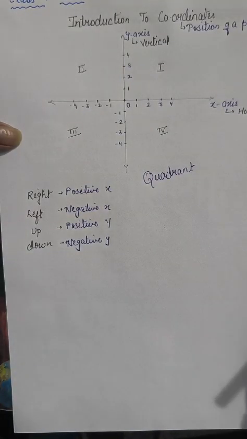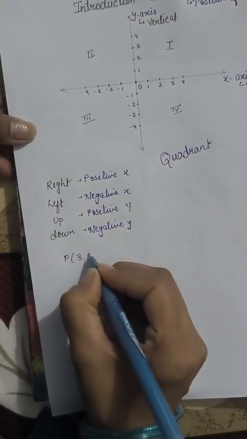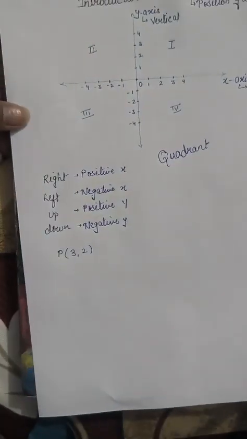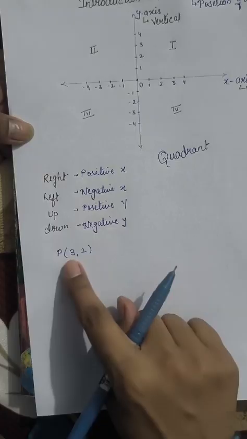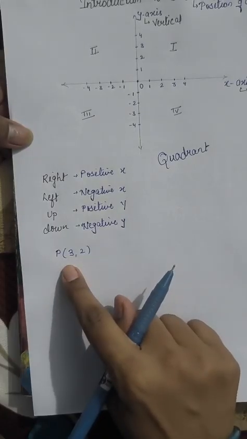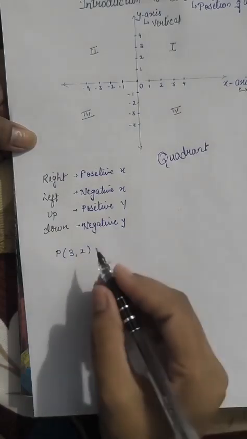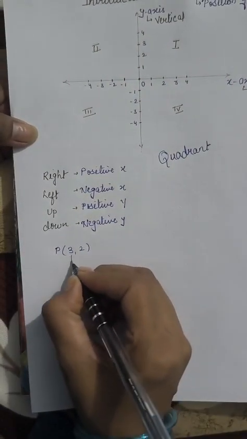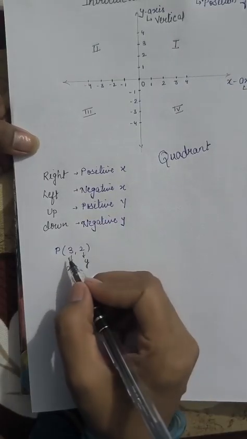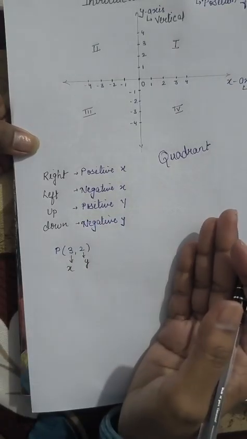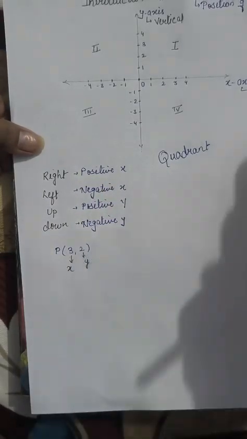See, if I'm writing here one point, the point is P (3, 2). Now comes the important part. Suppose we have a point P, coordinate 3, 2. We write it as P bracket 3, 2. The first number tells us the movement along the x-axis and the second number the movement along the y-axis. The first one is showing us x and the second one is showing us y. So we move 3 units to the right and the next 2 units upward, because इसमें x ये भी positive है और ये भी positive है. Okay.